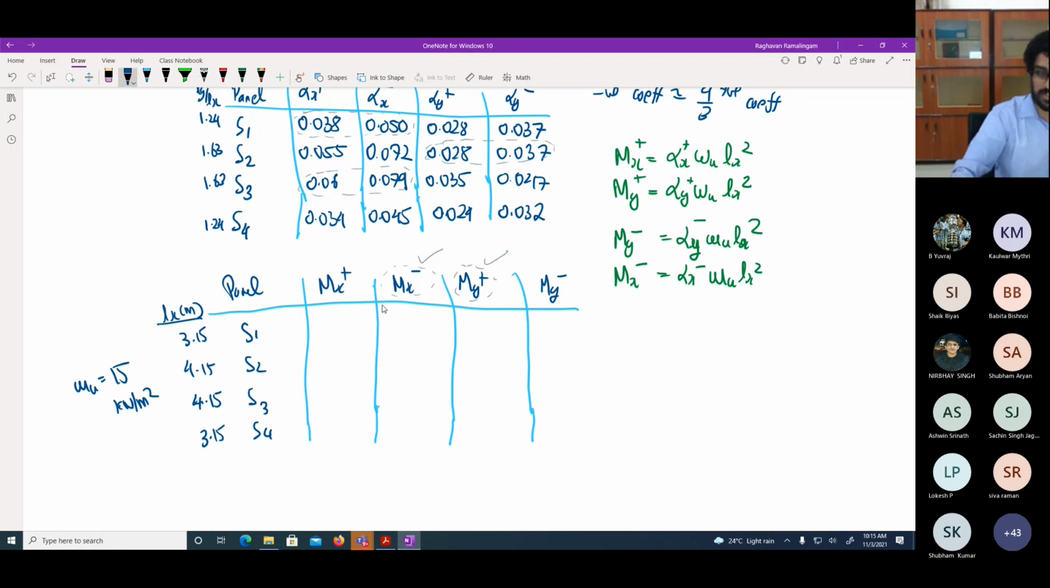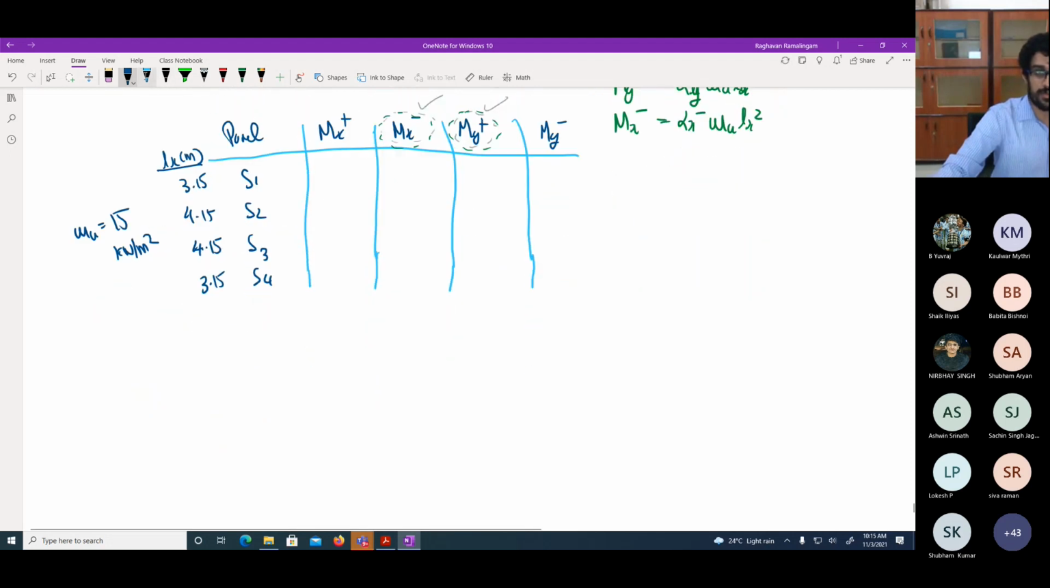So what is it for S1, S2, S3, S4, for all these panels? What are Mx minus and My plus? Just use these formulas. Use the relevant coefficients. So for Mx plus, you're going to use these coefficients, and these coefficients to find out the moments for these. Take some time. Meanwhile, I'll also proceed with the next table. I'll probably show it here.